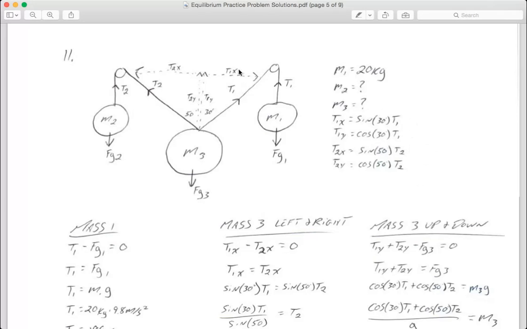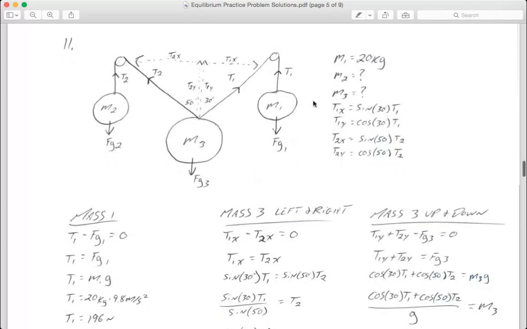My x's are my opposite sides, so I'm going to use sine to get those. So notice tension 1 in the x is the sine of the angle, which is 30 degrees, times the actual hypotenuse, or the actual force, which is tension 1. And T2x is also the opposite, so that's why that's sine of 50 degrees. The y's are both the adjacent sides of these triangles, which is why they are using cosine for both. Cosine of the angle times the hypotenuse, which is T1 and T2, depending on which one I'm looking at.